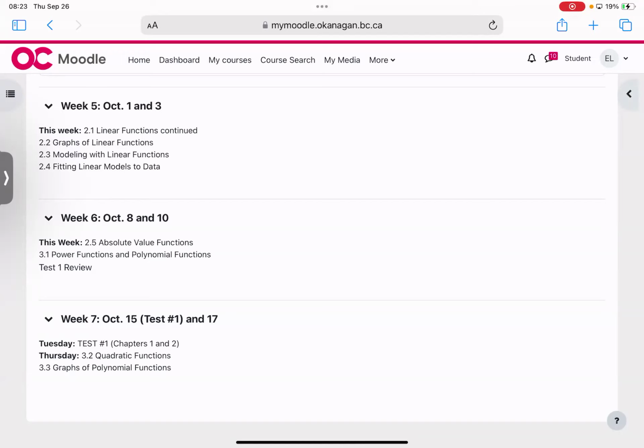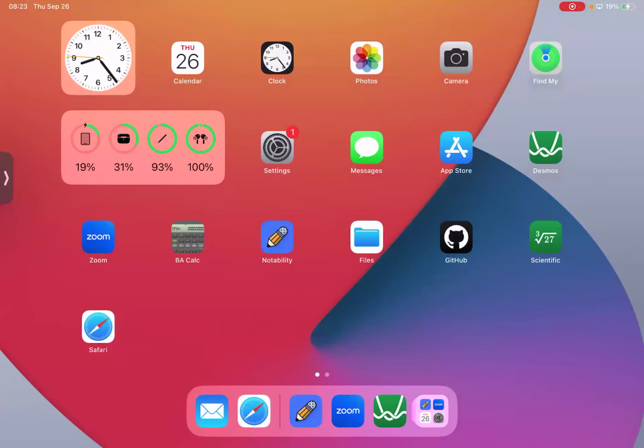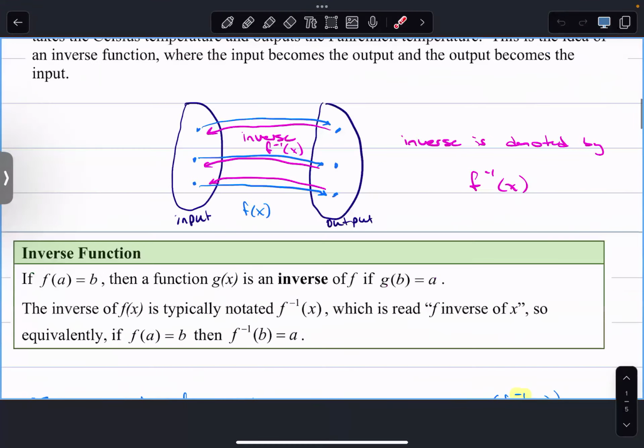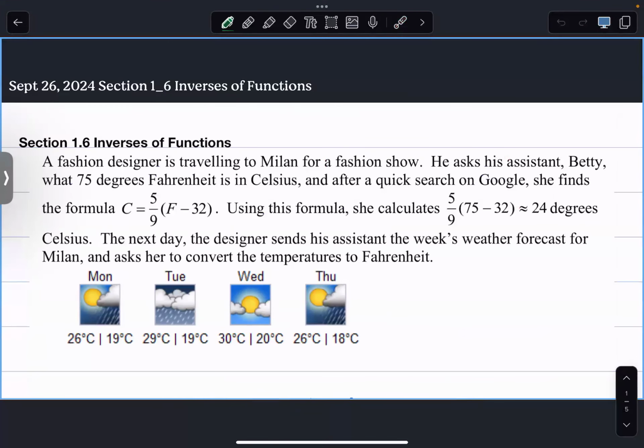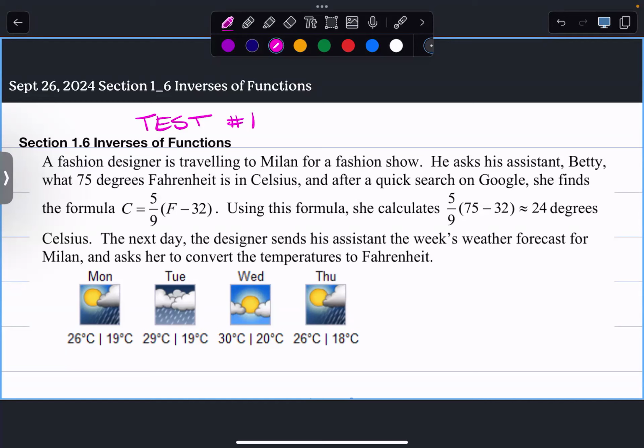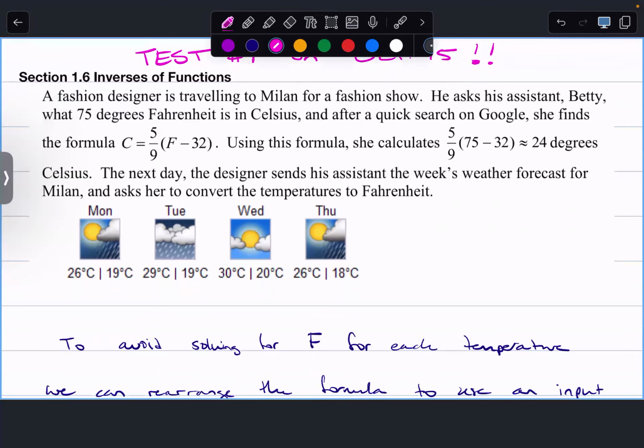So, let's see here. How about I write that at the top here because I totally forgot. I'll do it in all caps. Test number 1 is on October 15th. That's good to know. Now, a question for you guys is, does that conflict with any of your other tests?